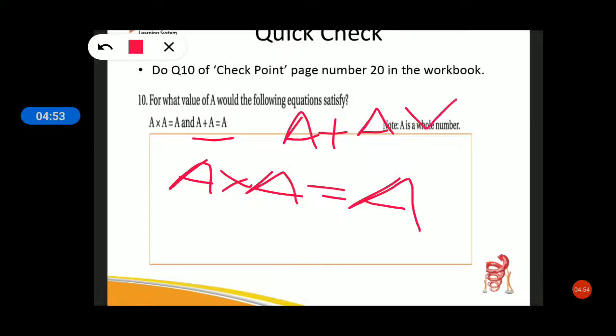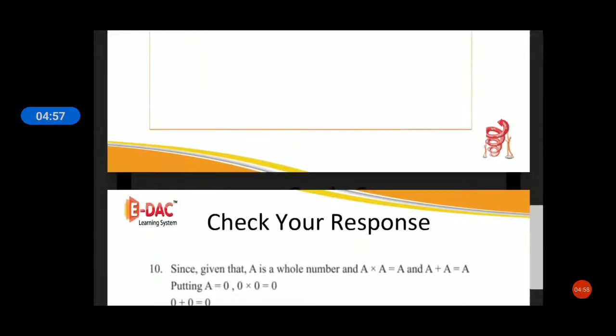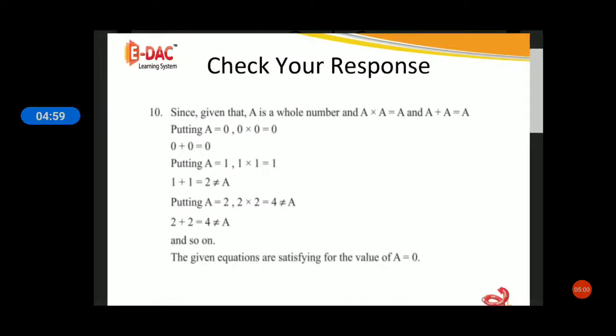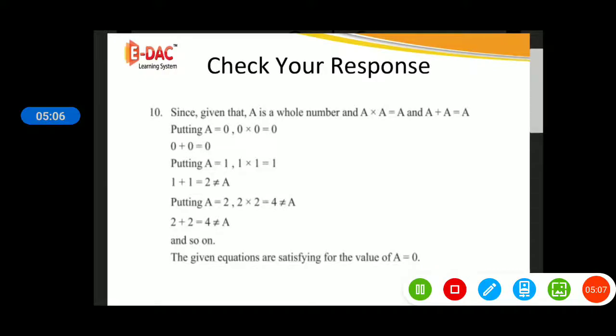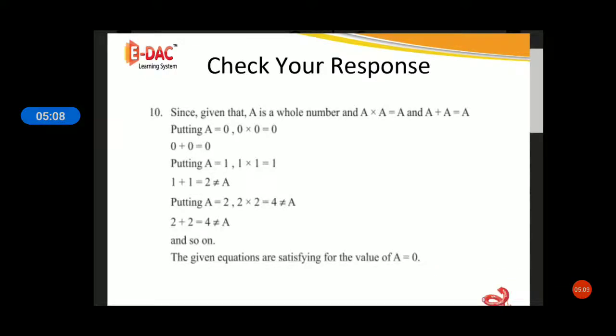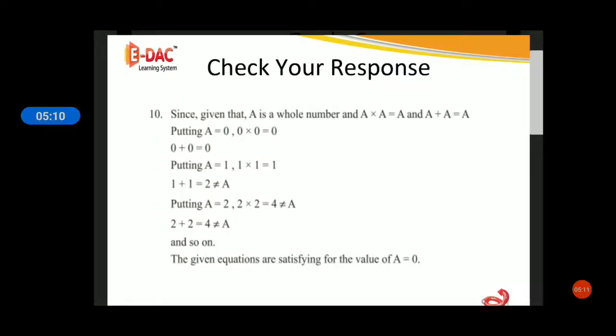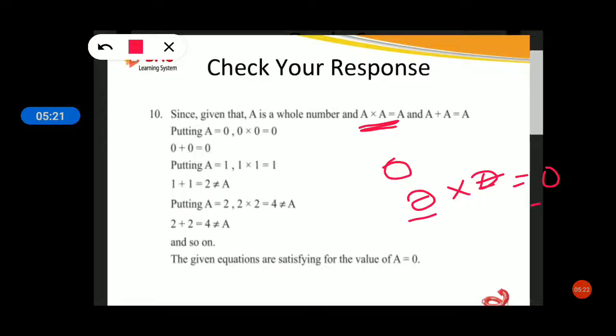This is the additive identity. This is the multiplicative identity. We will see the answer here. Since it is given that a is a whole number, let us just assume a is 0. When we assume a is 0, apply it here: 0 into 0 is 0. So we got the whole number, that is, a into a is a.